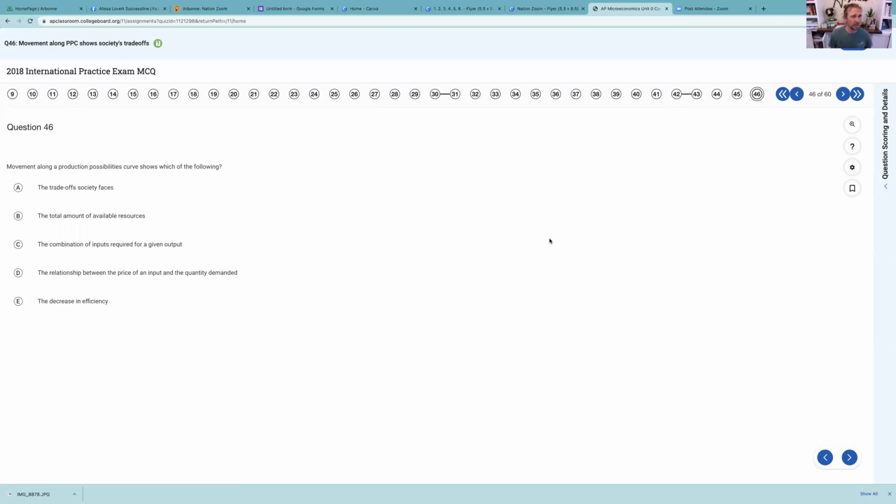A sounds pretty good to me. Trade-offs society faces, because if you move along that curve, in order to get more capital goods, the only way to do that is by having fewer consumer goods and vice versa, right? So your answer there is going to be A. Okay, 47.